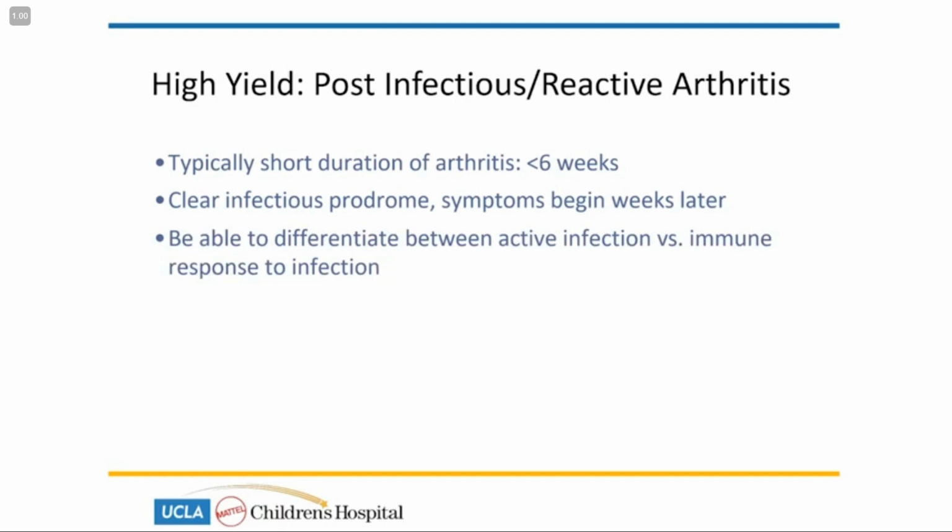So post-infectious reactive arthritis is typically short in duration, so less than 6 weeks, that's going to be that magical duration where if it's longer than 6 weeks, the child should really have a more thorough chronic arthritis evaluation. There's a clear infectious prodrome. Symptoms occur weeks later. And it's important to be able to differentiate between an active infection, meaning a septic arthritis, versus the post-infectious arthritis, which is this immune response to the infection.